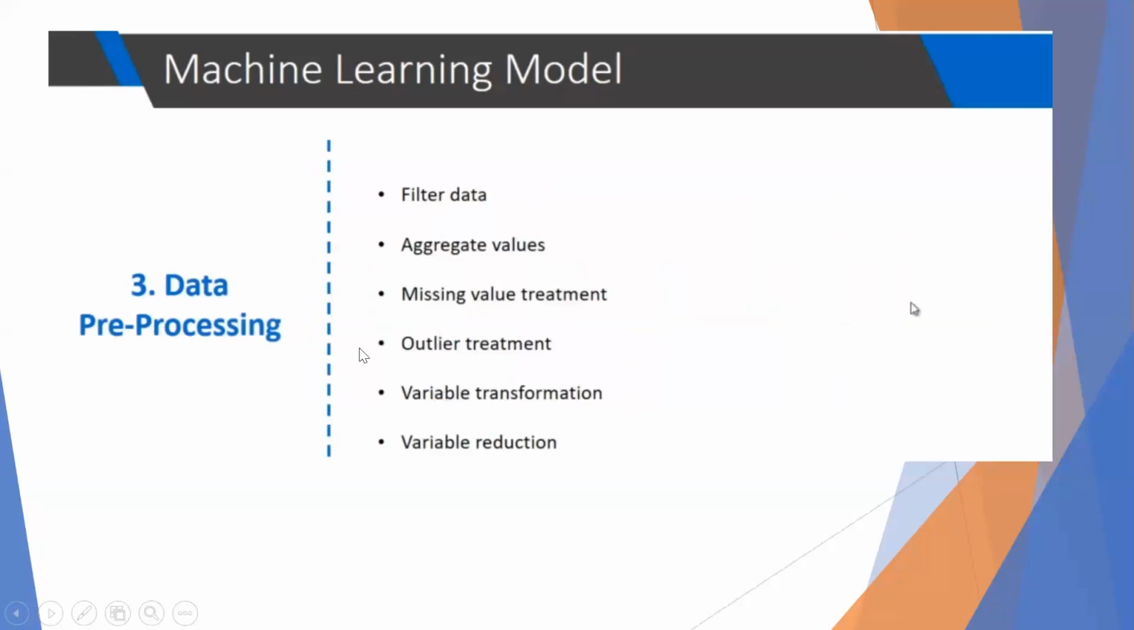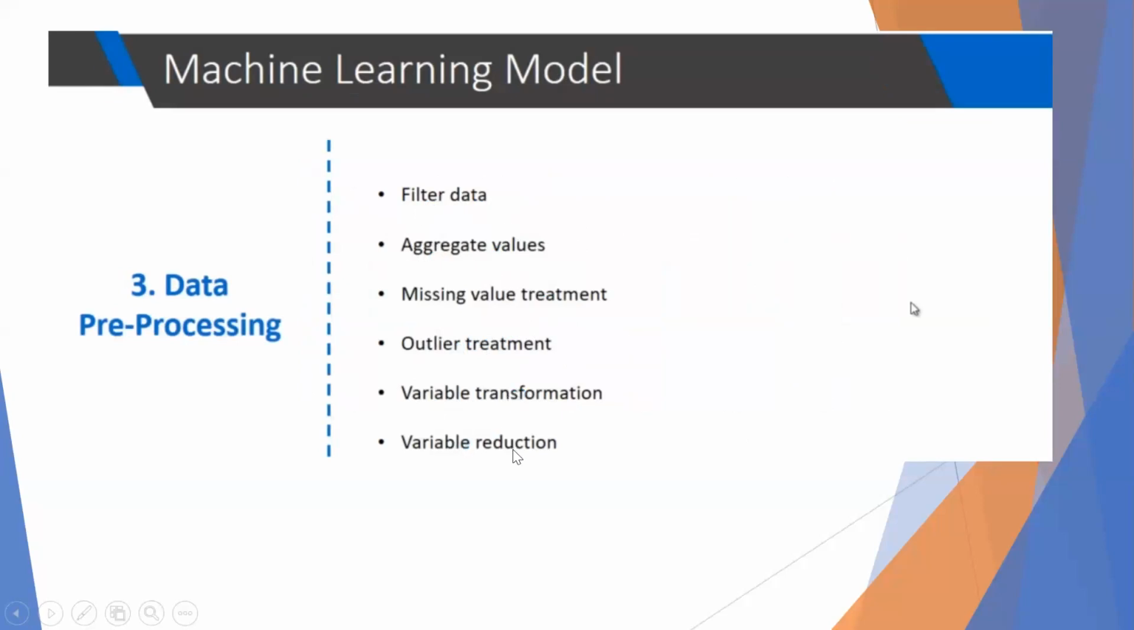Similarly, we need to perform data pre-processing before implementing any machine learning model. For data pre-processing, we have a number of options. We can filter the data. We can aggregate or sum up the values. We can treat missing values. We can remove outliers. We can transform the variables to multiple dimensions.